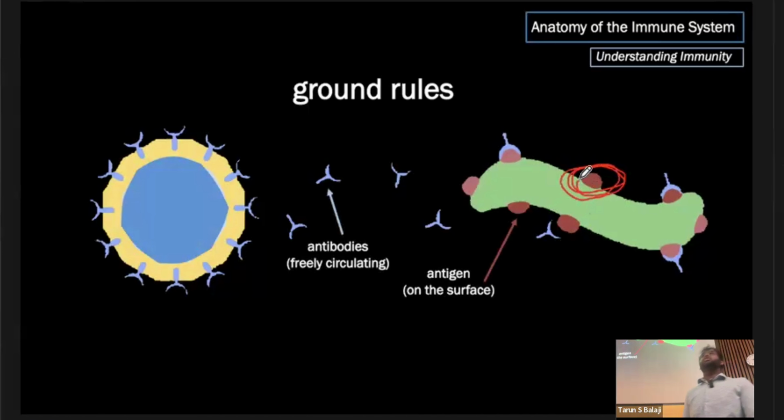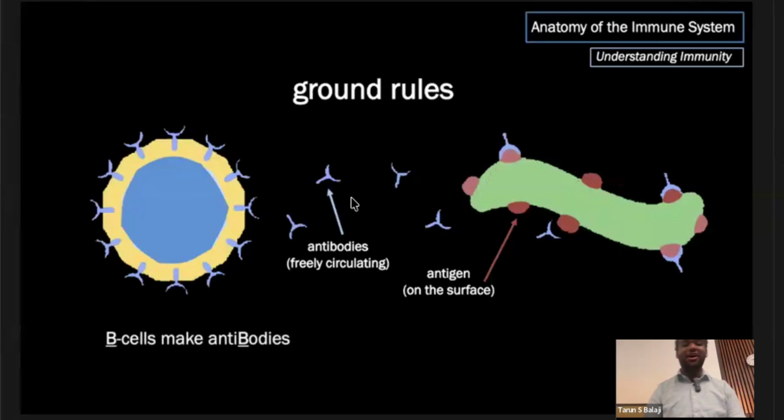Now, how exactly does it do that? Your body is going to make these complementary structures called antibodies. And the cells that make them are B cells. Get it? Because B for body, antibody. I know. Super fun. So these antibodies are secreted into circulation and they're freely flowing, just looking for their antigen so they can destroy it. How lovely.